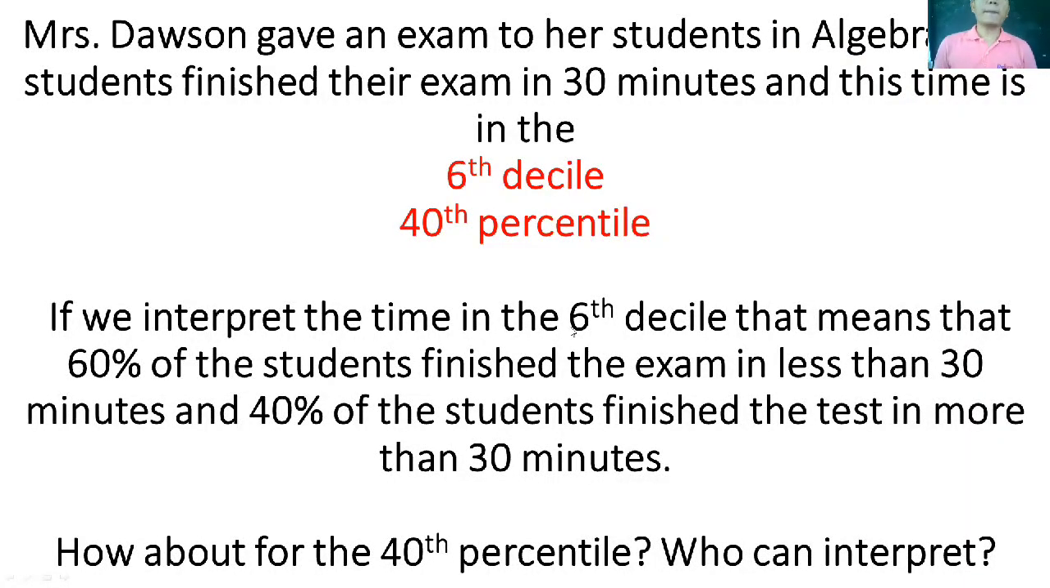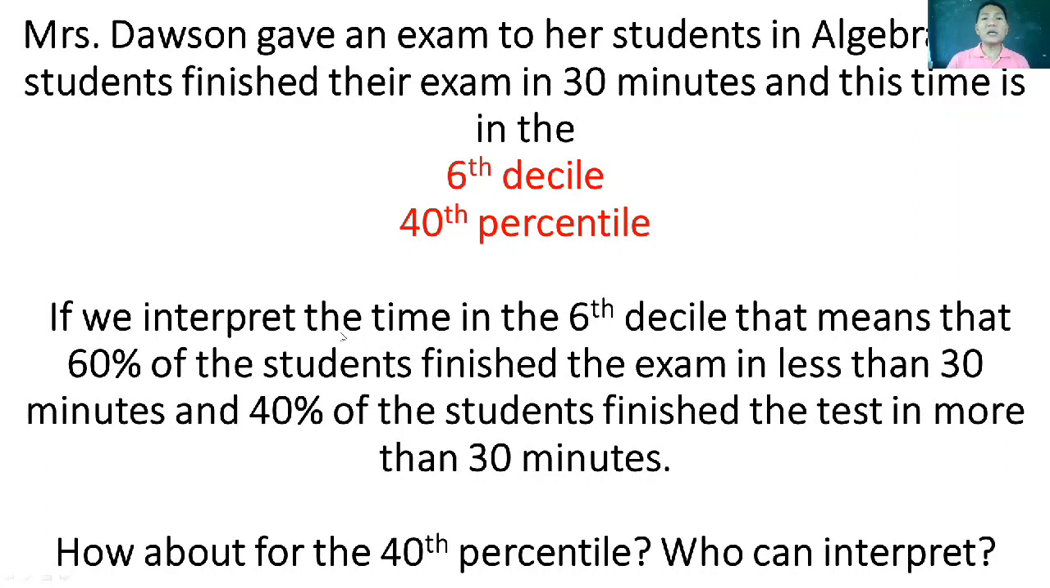Now let us apply. Mrs. Dawson gave an exam to her students in algebra. The students finished their exam in 30 minutes, and this time is in the 6th decile and in the 40th percentile. If it is in the 6th decile, how many percent is this? That is 60%. So how do we interpret this?